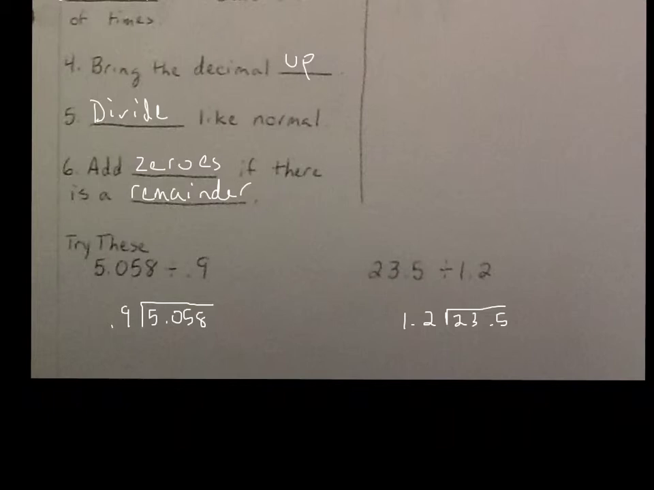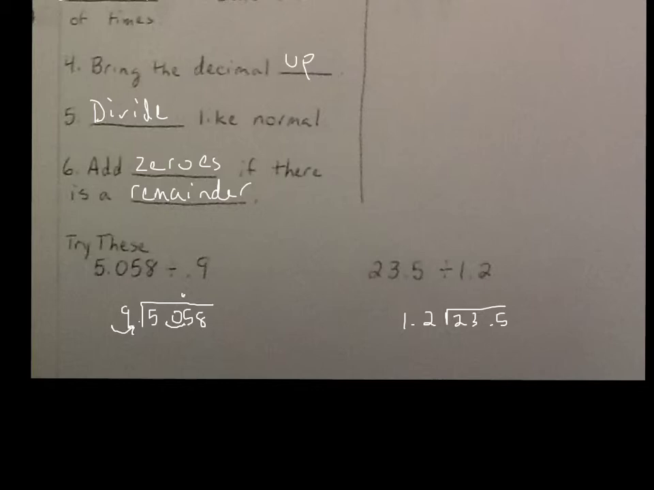So 5 and 58 thousandths divided by 9 tenths. So our first step, we have a decimal in our divisor, so we got to move it to the end. So let's move that 1 time. And now it just becomes 9. Now, because we moved the outside 1 time, we need to move the inside 1 time. And then we bring it straight up. There you go. Now we're going to divide like normal.